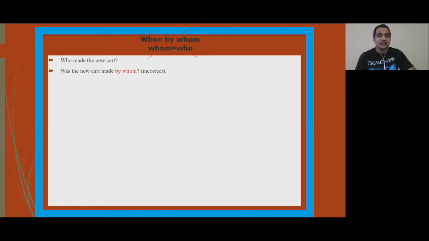But it's incorrect, because by giving the WH question at last in a sentence, you can't make any question. So you have to put it at first. So what will be the answer? By whom was the new cut made? You clearly see that who becomes by whom, but in a different situation there are different rules. It has a rule. So let's go to the next one.